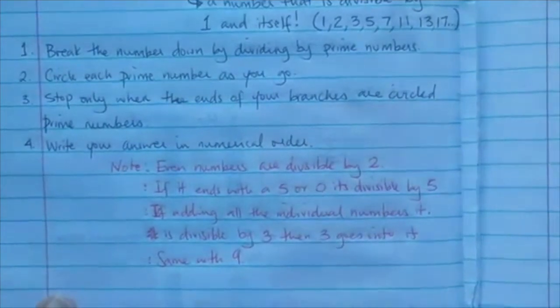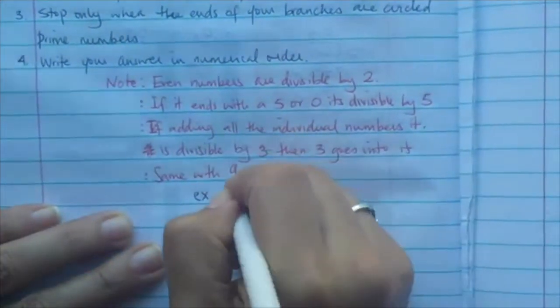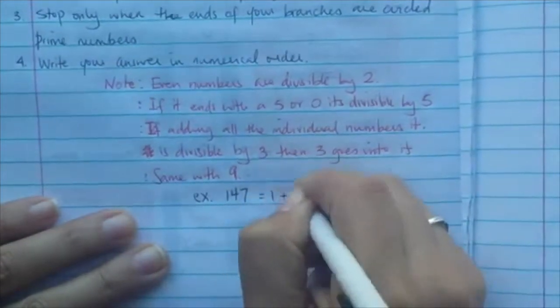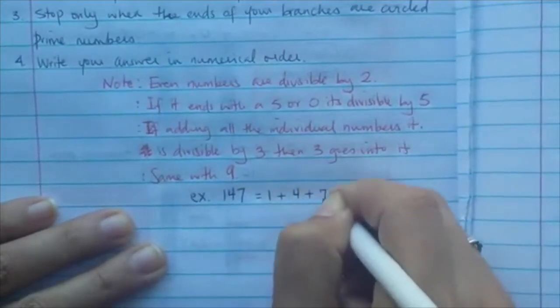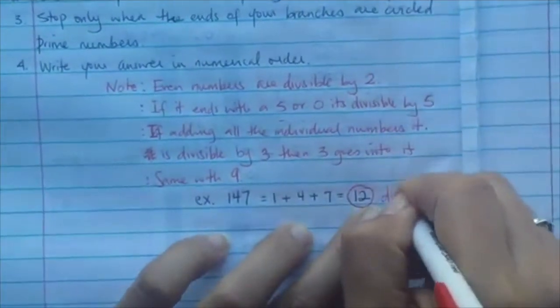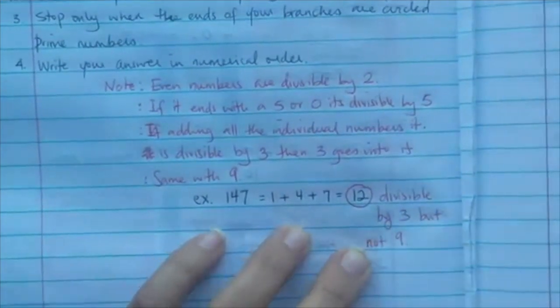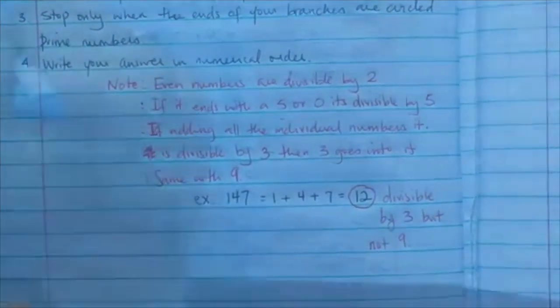So let's take a look at an example. Let's say we had 147. 147 ends with a 7, so it's not divisible by 2. But if we add 1 plus 4 plus 7, we get 5 plus 7 equals 12. So 3 goes into 12. That means it's divisible by 3. 147 you can divide by 3 to get a whole number. But it's not divisible by 9 because 9 doesn't go into 12. So this just helps you when you're breaking stuff up.